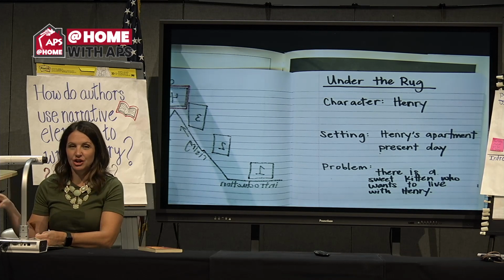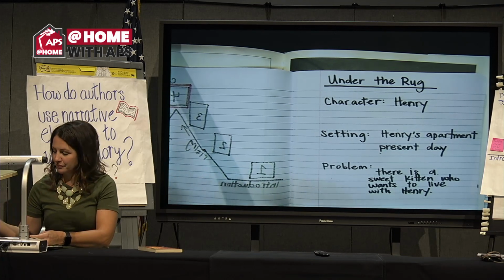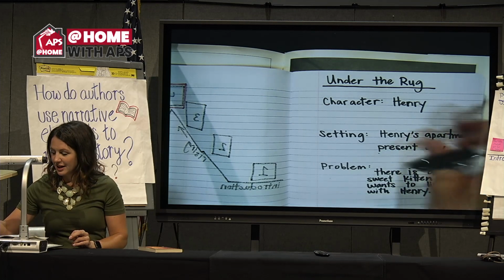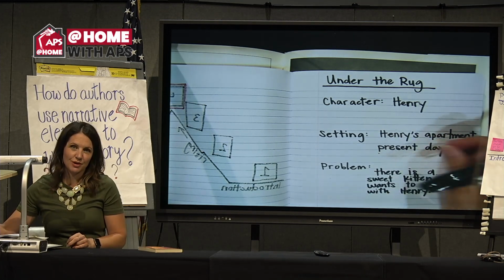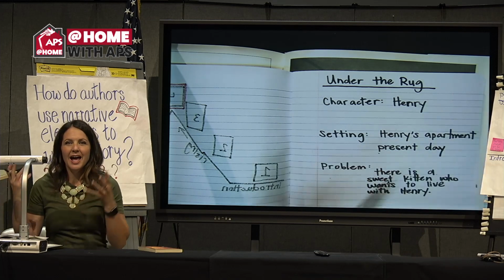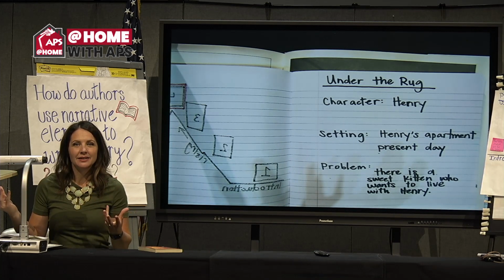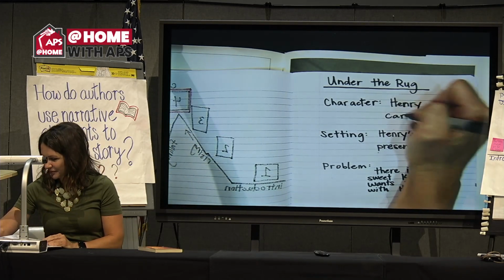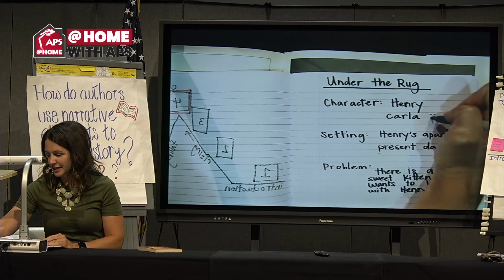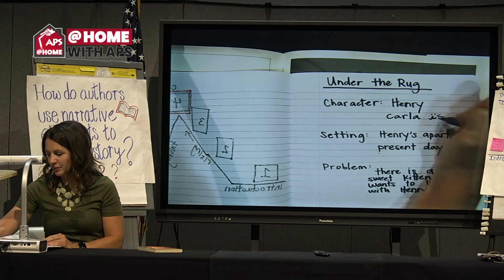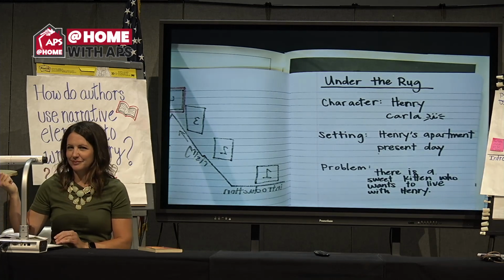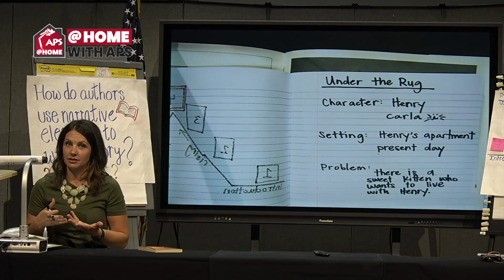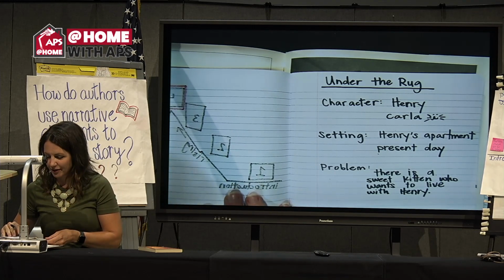So now I need to turn my ideas into a story. There is a sweet kitten who wants to live with Henry. The setting is in Henry's apartment, present day, and the character is Henry, and I need to make a name for my sweet kitten. How about Carla? Carla is my sweet kitten. I'll put little whiskers. And since it's fictional, Carla the kitten can talk. We'll see if I can make that work.